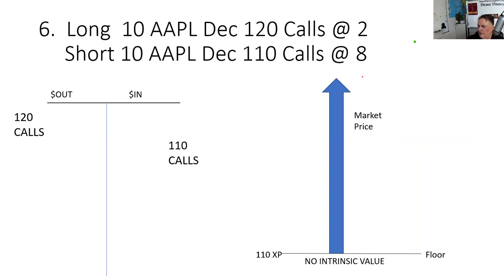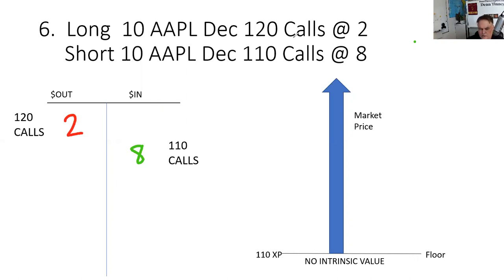We said the next thing you have to be able to do on a spread is identify it as either a debit or a credit spread. A credit is more money in than out. And remember, a debit is more money out than in.